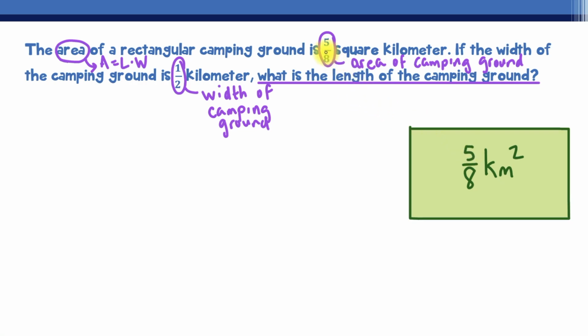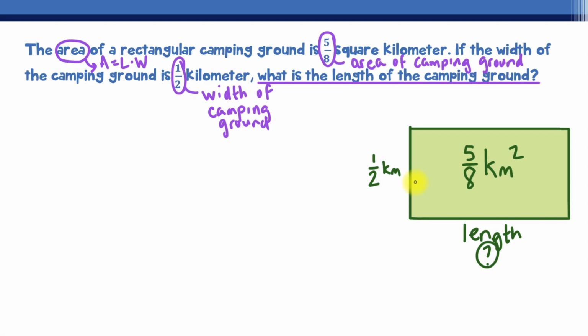So we've written in the area. Now we can label the width. And the width of the camping ground is 1/2 of a kilometer. So let's call this side the width. And the length is what we're trying to find. We have no idea what it is yet.